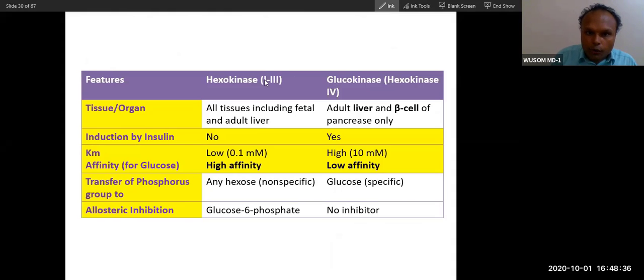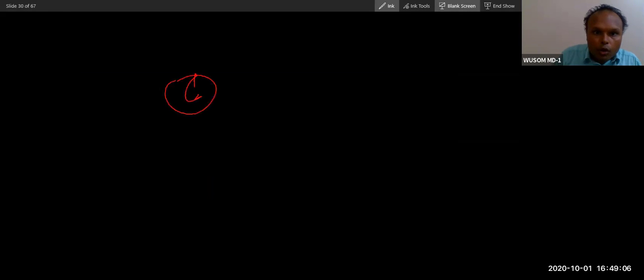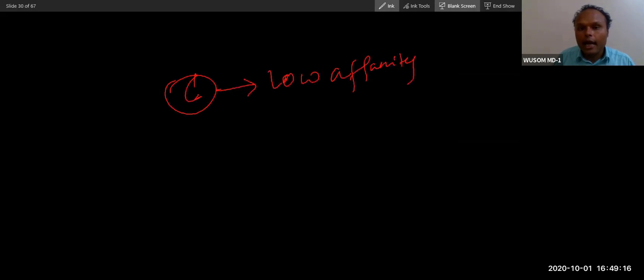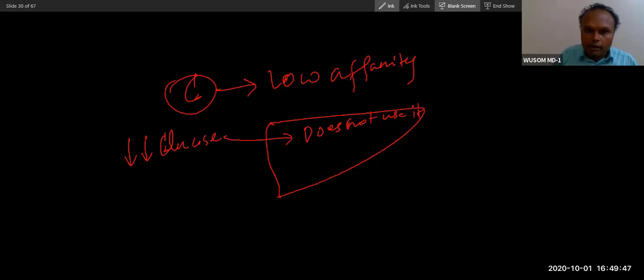So as I told you, there are 2 types of enzymes. One is hexokinase, the other is glucokinase. Glucokinase is also called hexokinase 4. Here, these 2 points are very important. Glucokinase has low affinity. What does it mean? Glucokinase is present in liver, and this glucokinase characterizes the liver.